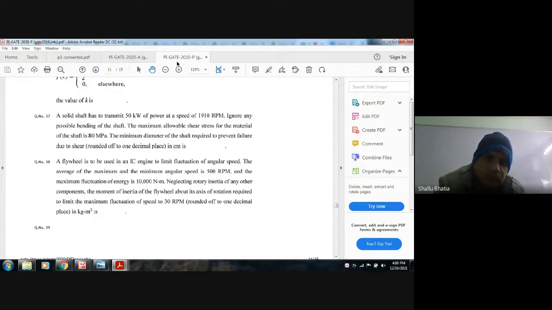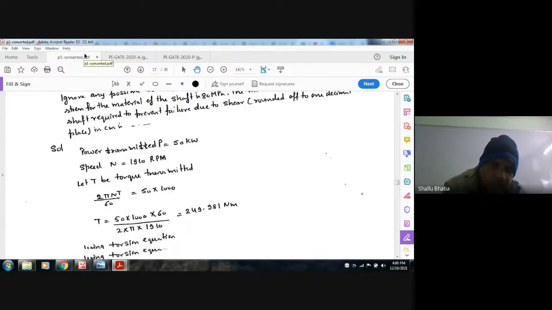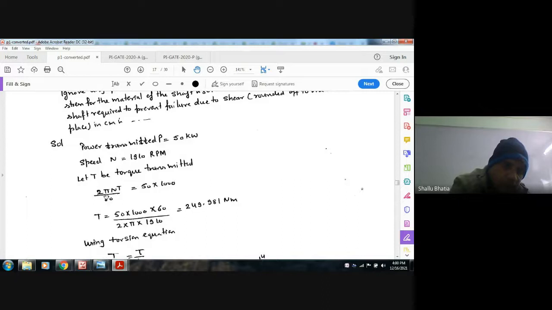So using power and RPM, we can find out torque, and then using the torsion equation, we can find out diameter. Okay, so this is the concept. So using power and RPM, we can find out torque. Okay, that is 249.81 newton meters.